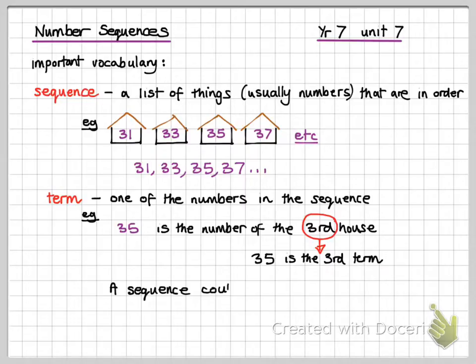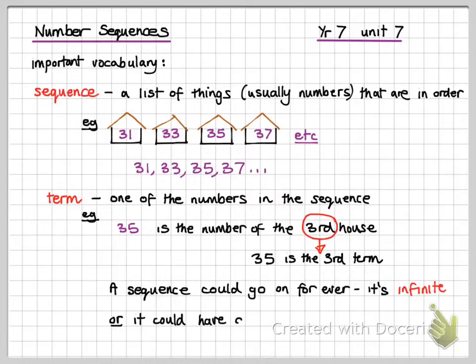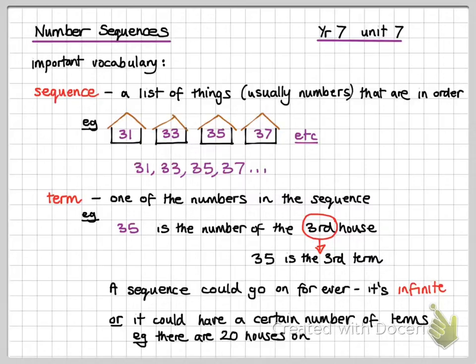A sequence could go on forever and ever. In maths we call this an infinite sequence. Or it could have a limited number of terms. The houses in the street don't normally go on forever and ever. So, for example, there could be 20 houses in the street. This sequence would have 20 terms.